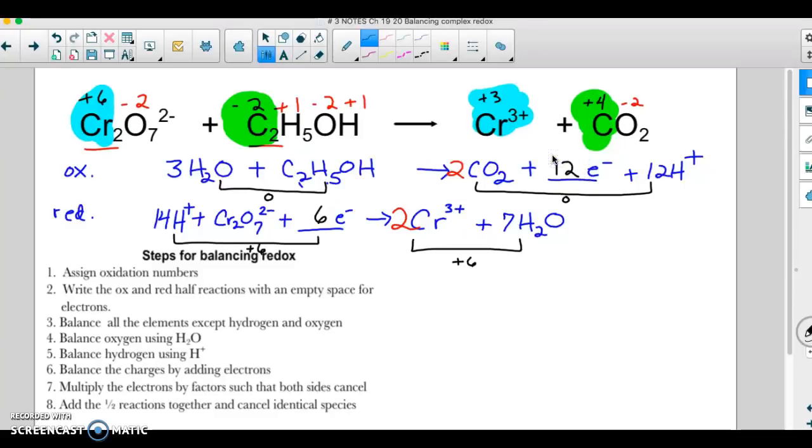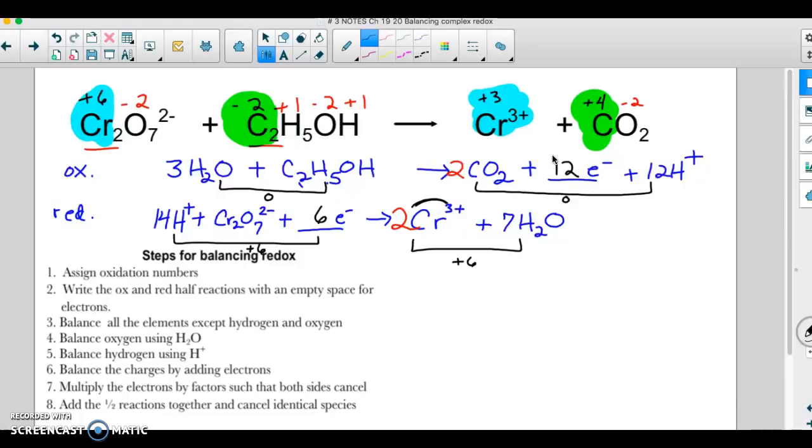Then for the reduction, I want to start on the product side over here. I have a total of +6 for the chromiums. The water is 0, so +6. On the reactant side, I also want it to be +6, which would mean adding 6 negative electrons, because you have +14 minus 2, which is +12, and +12 minus 6 will give you +6.